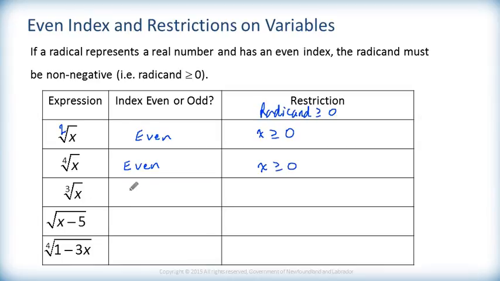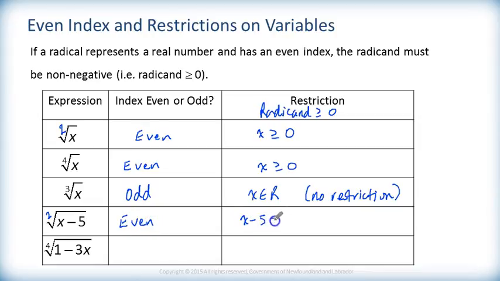And the next one, the index is 3, so that's an odd index. There's no restriction, so we could choose any real number for the values of x. x minus 5 is the radicand in the next one. We have an index of 2 because it's a square root, an even index. So the x minus 5 must work out to be greater than or equal to 0. That means x must be at least 5. We can do a bit of rearranging by adding 5 to both sides, and we have x is greater than or equal to 5.